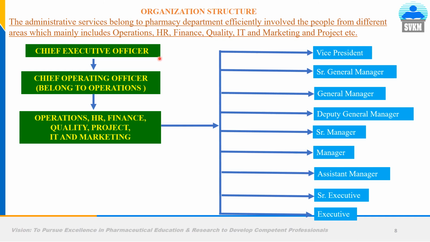So this is the proper organization structure of a hospital pharmacy, which starts with the chief executive officer. Just below the chief executive officer, there is a COO. At least one CEO is required, and just below the CEO, different departmental heads are working, belonging to operation, HR, finance, quality control, projects, IT and marketing.